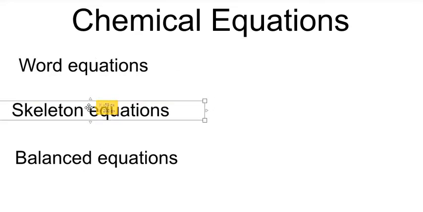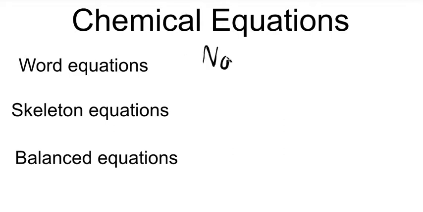The first one are word equations. So what are word equations? Let's say we have a specific reaction between sodium, which is Na, as we should all know, and chloride, Cl. These are the symbols for it. But a word equation is the reaction in words. So in a way, it can be easy if you don't know the symbols.